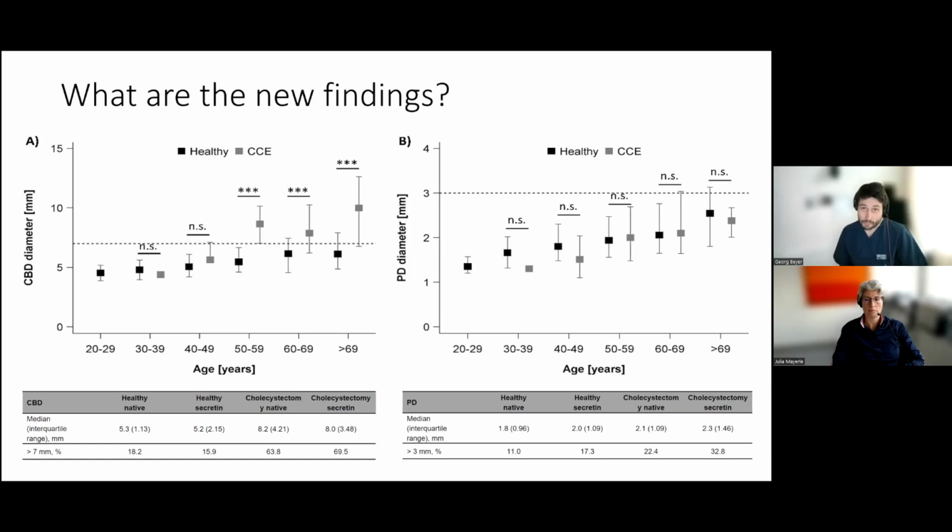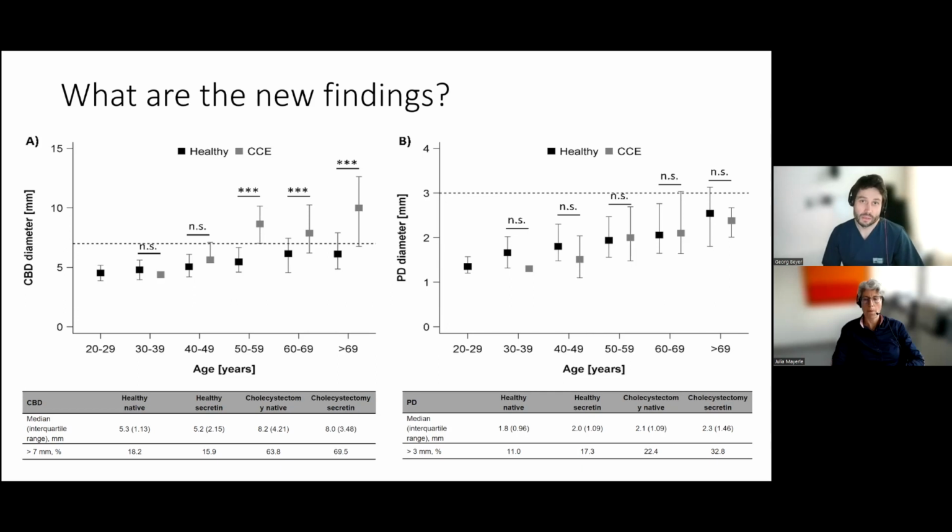Curiously and importantly, we did find that if to our cohort, the conventional upper limits of normal of 7 millimeters for the common bile duct and 3 millimeters for the pancreatic duct would have been applied, about 18 to almost 70% of the common bile duct measurements would have been above that limit. And similarly, but not quite as dramatically, for the pancreatic duct, it would have been between 11 and 33% of subjects which would have exceeded the upper limits of normal and therefore would have had an indication for further workup.